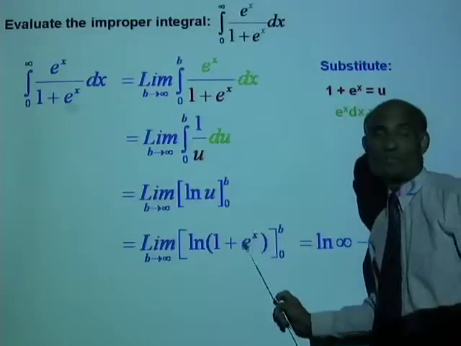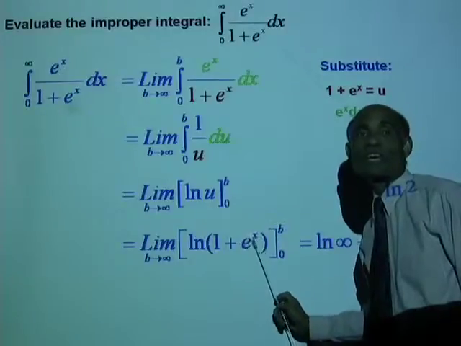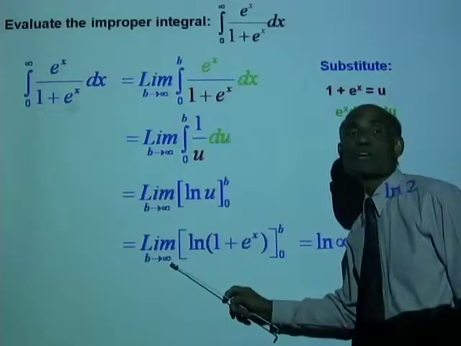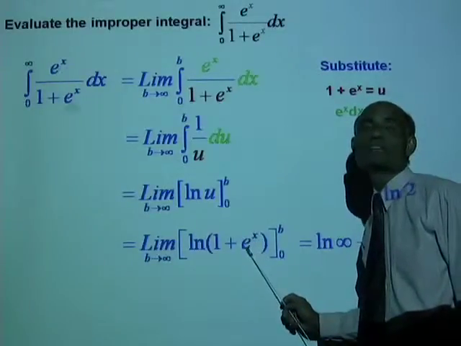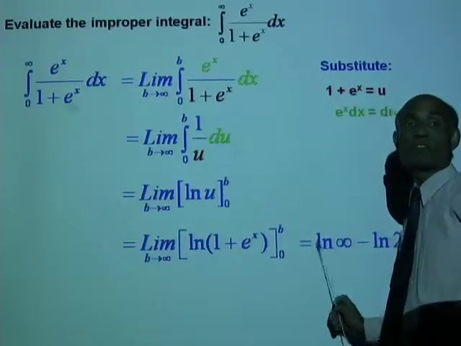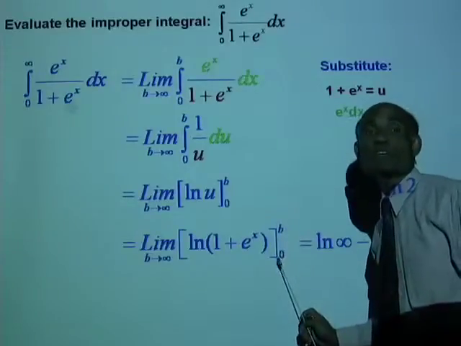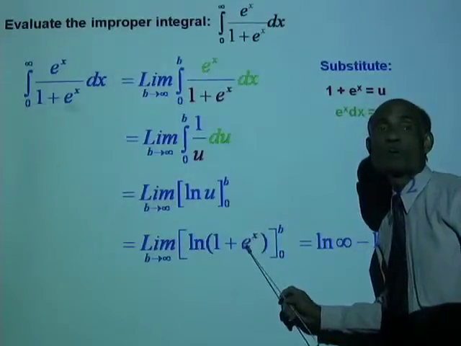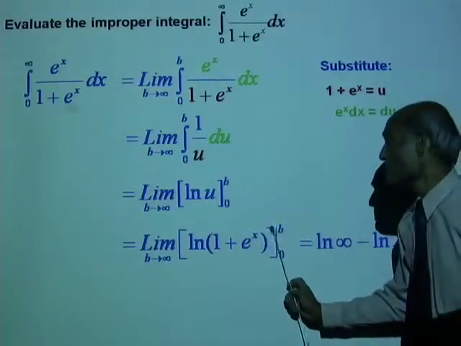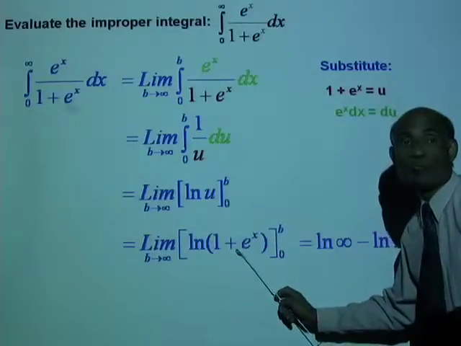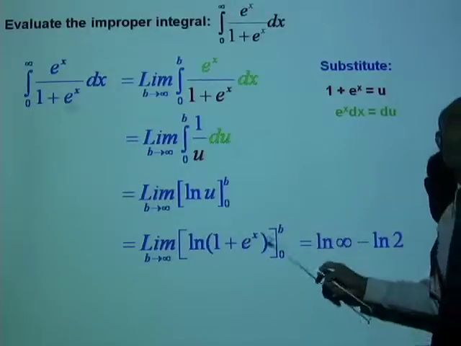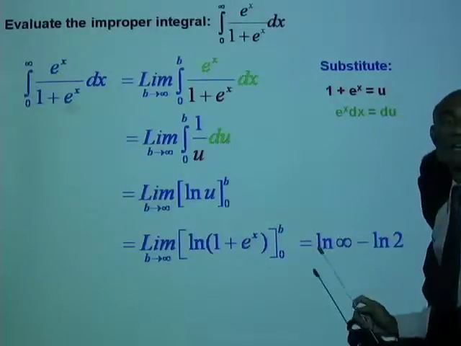Alright, replace the upper limit. That will give you, when x is replaced by b, e to the power of b. What is limit b goes to infinity e to the power of b? Well, that is infinity. So the upper limit is ln infinity minus the lower limit, when x is replaced by 0, e to the power of 0 is 1, 1 plus 1 is 2. So the upper limit is ln of 1 plus e to the power of infinity, which is ln e to the power of infinity, ln infinity, minus ln 2.